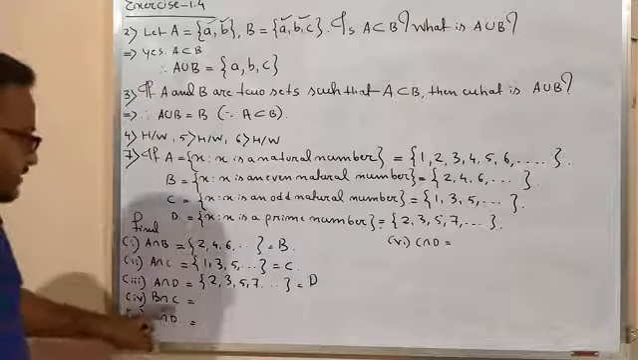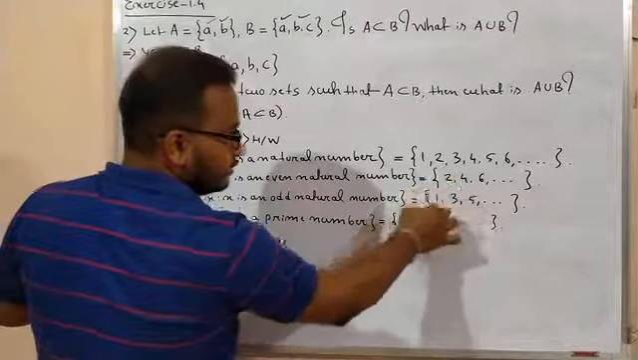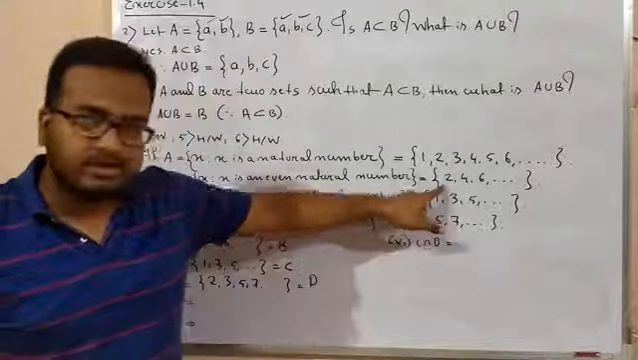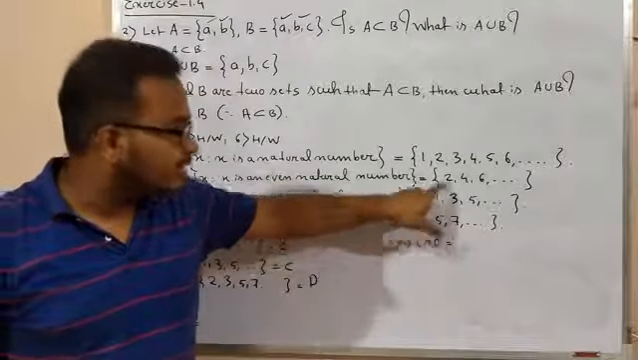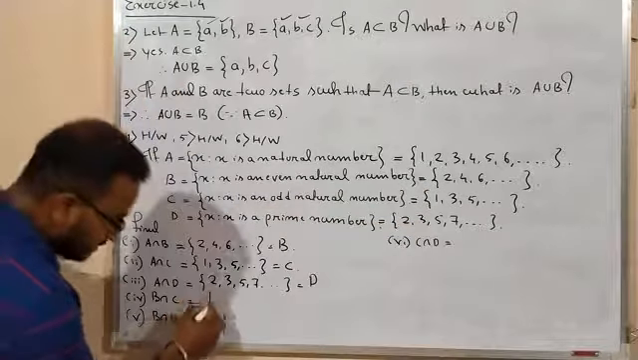What is B intersection C? B intersection C will be, you see, 2 is there but 2 is not there in C. 1 is there, but 1 is not there in B, because this set is the set of all even natural numbers and this is the set of all odd natural numbers, right? So there is no common element between the sets B and C. So it will be an empty set.